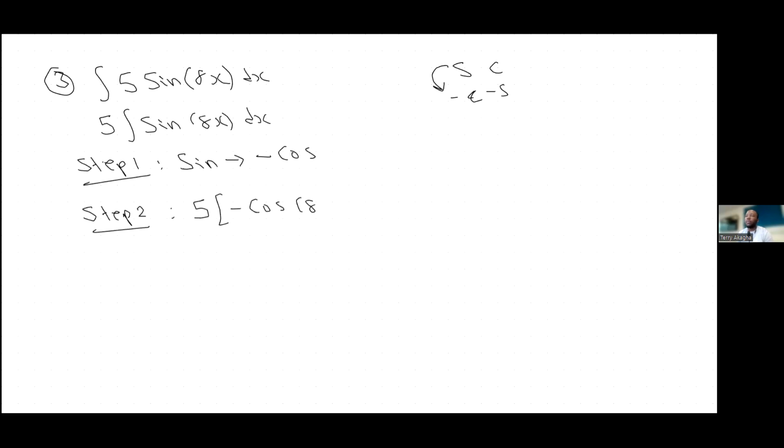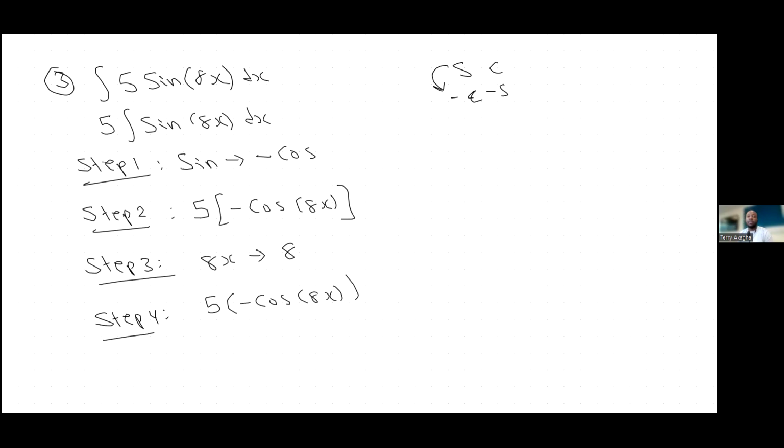Step 3, the next thing we have to do is differentiate what is in the bracket. So we have 8x. When you differentiate 8x, it's going to give us 8. Step 4, we then have to divide step 2 by step 3. So it's going to be 5 into bracket minus cos 8x divided by 8. Then step 5, you add c, plus c. All right? And that will be it.